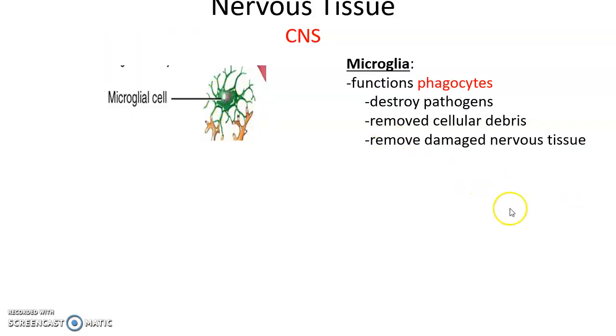Microglia cells are little bitty cells that travel through the central nervous system, and their function is to act as phagocytes. They engulf things and destroy them, such as pathogens, bacteria and viruses. They will destroy any cellular debris that may have formed, and they get rid of damaged nervous tissue that is no longer functioning. So they go around, find these targets, surround them, pull them in through endocytosis, and destroy them.